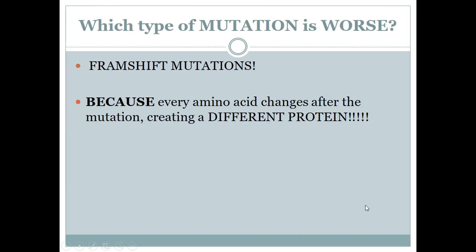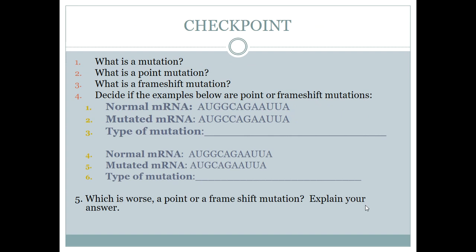So frameshift mutations are considered significantly worse because every amino acid changes after that mutation, which means you're going to create a completely different type of protein. That can be really, really dangerous depending on the protein that's being made at a specific point in time.